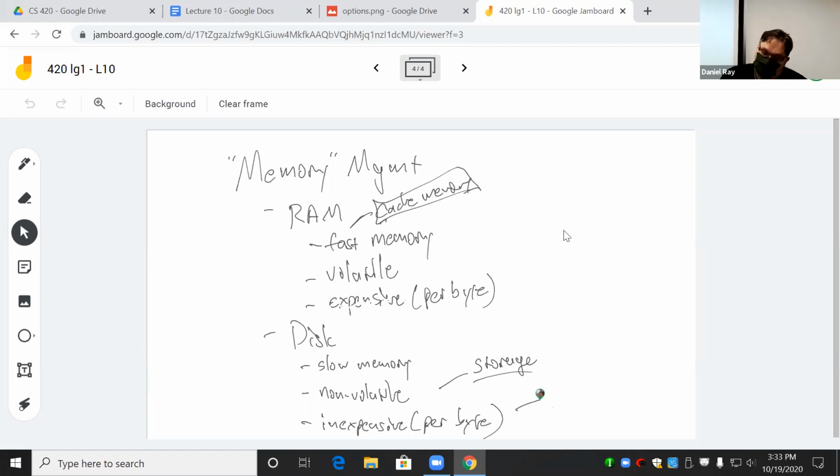Disk is high capacity. We're talking on the order of hundreds of gigs or even terabytes of data. And RAM is space constrained. There's not much space in RAM compared to the amount of space on the disk.